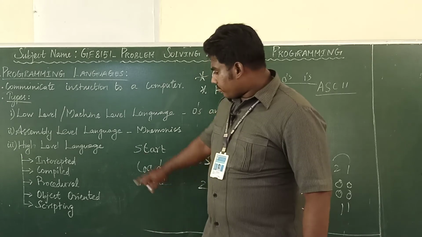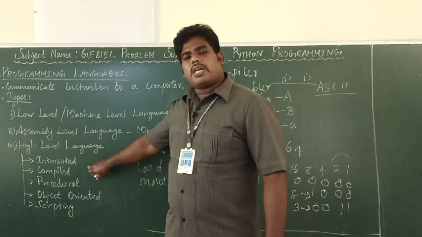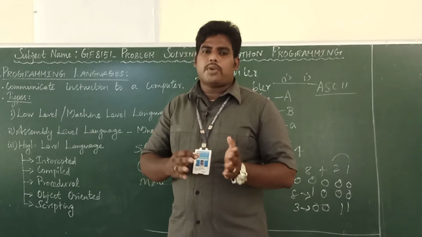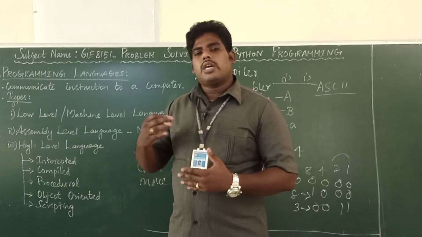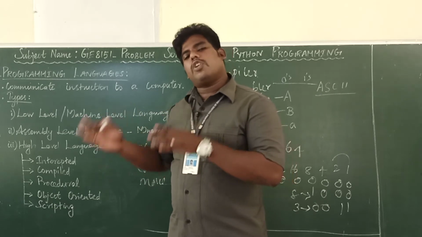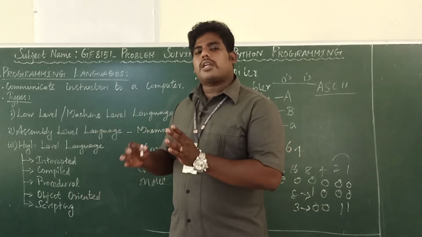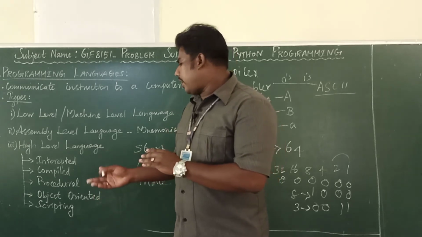Got it? What's the difference between interpreter and compiler? The compiler first, after saving the program, converts high level to low level. Then it will be given to the system or to the computer for the execution.